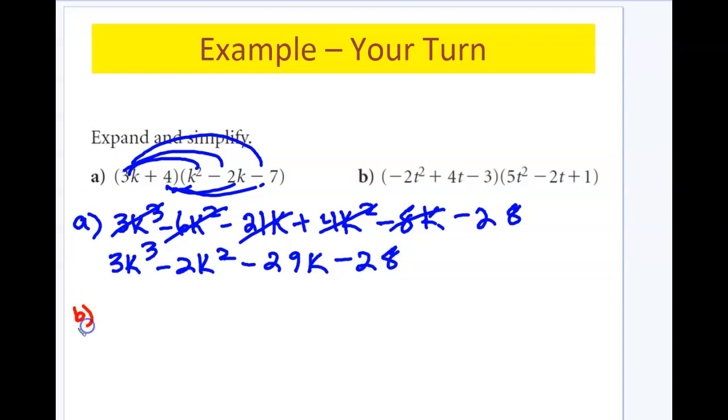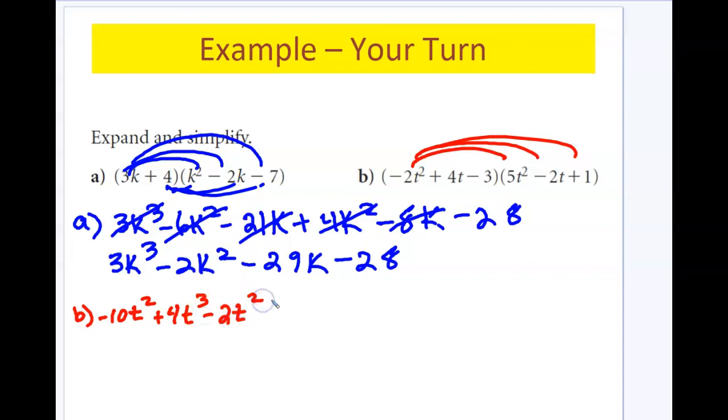Okay, for question B, I'll try and squeeze it in here. First of all, I'm going to distribute the negative 2t squared, so that's going to be negative 10t squared plus 4t cubed minus 2t squared. That's going to give me plus 20t cubed minus 8t squared and plus 4t.